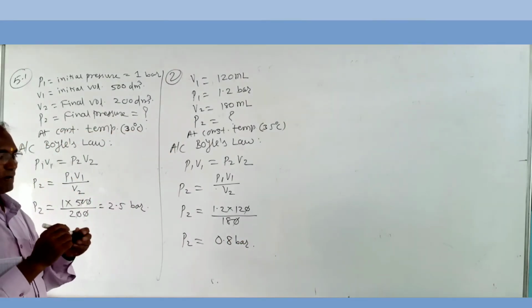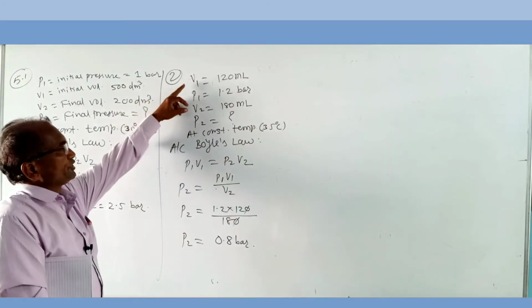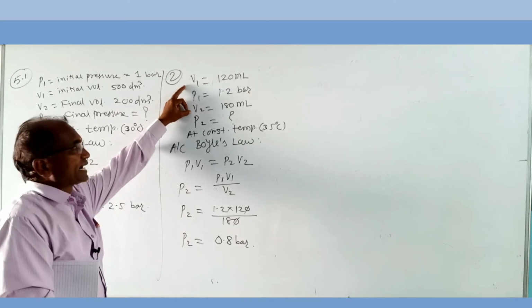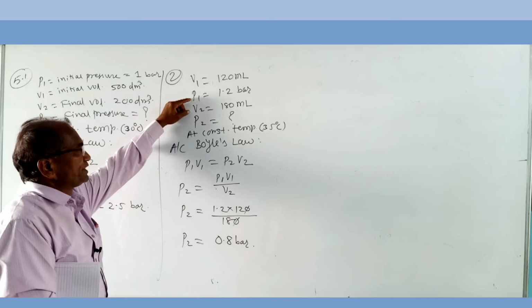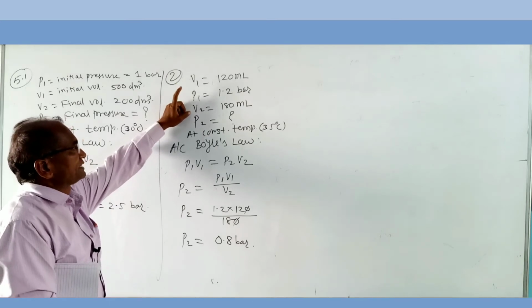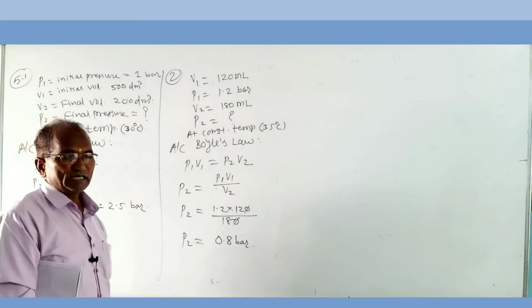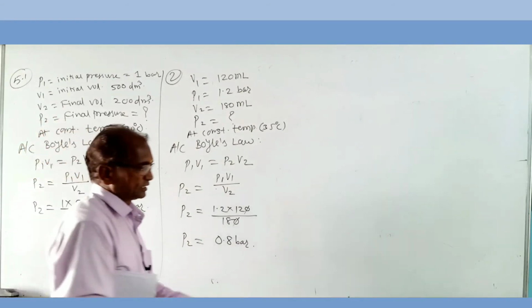Pressure and volume are inversely proportional to each other in Boyle's law. V1 120, V2 180. वाढली म्हणजे प्रेशर कमी व्हायला पाहिजे. P1 1.2 बार, मग प्रेशर P2 या 1.2 पेक्षा कमी. व्हॉल्यूम वाढली, प्रेशर कमी. व्हॉल्यूम कमी झाली, प्रेशर जास्त.